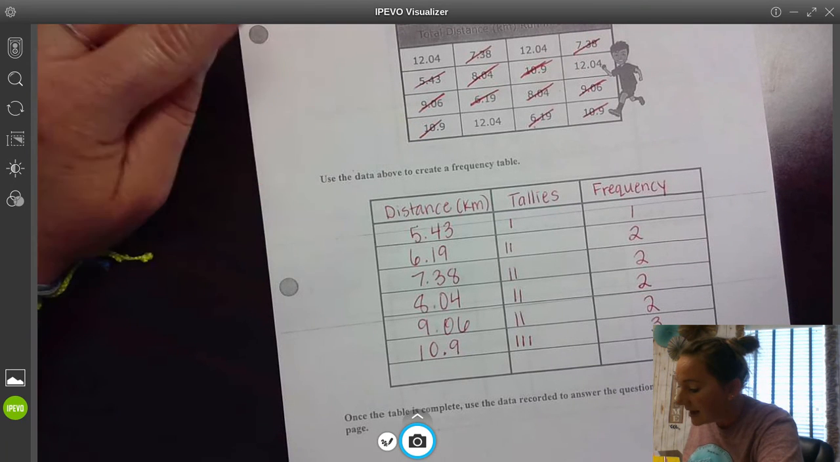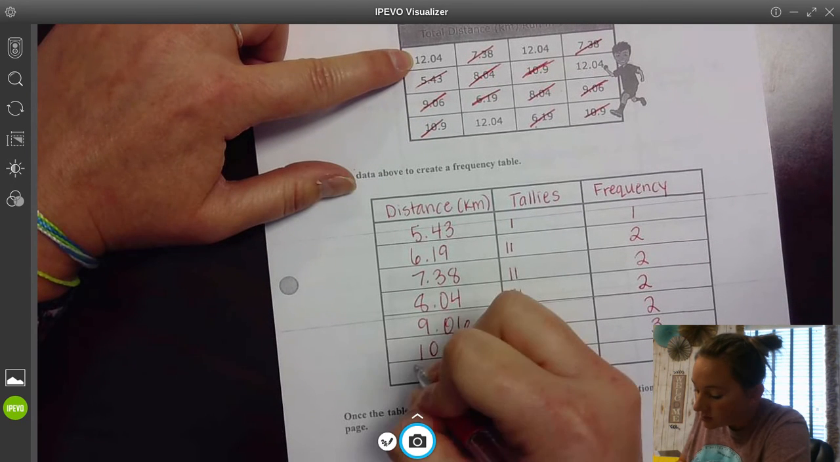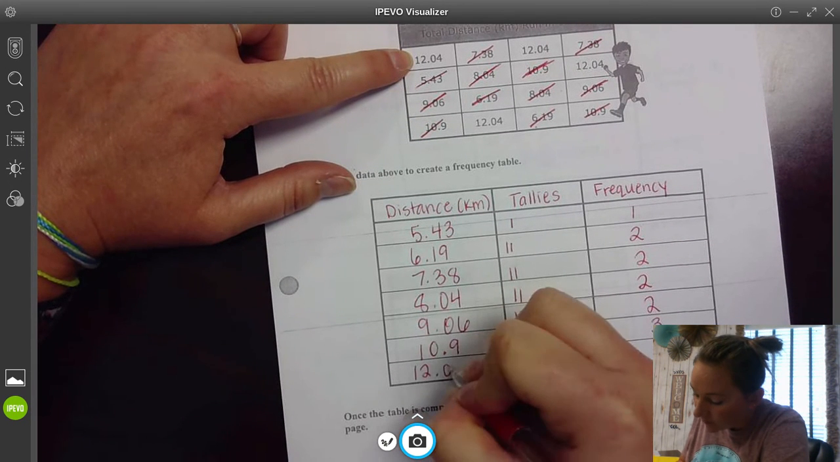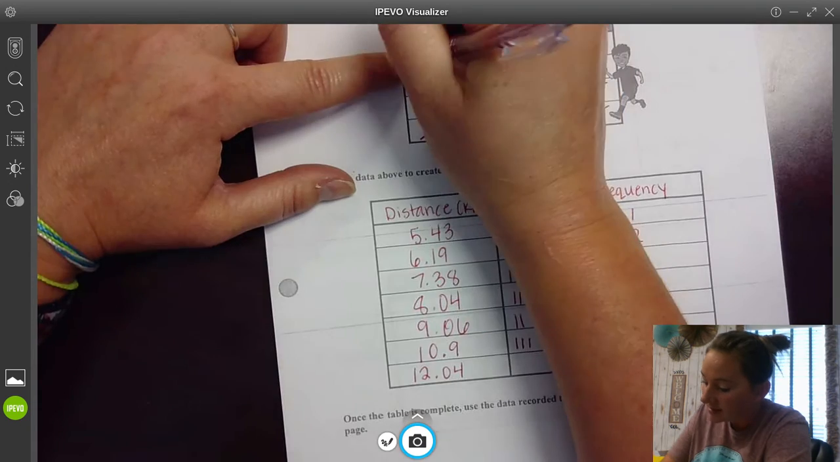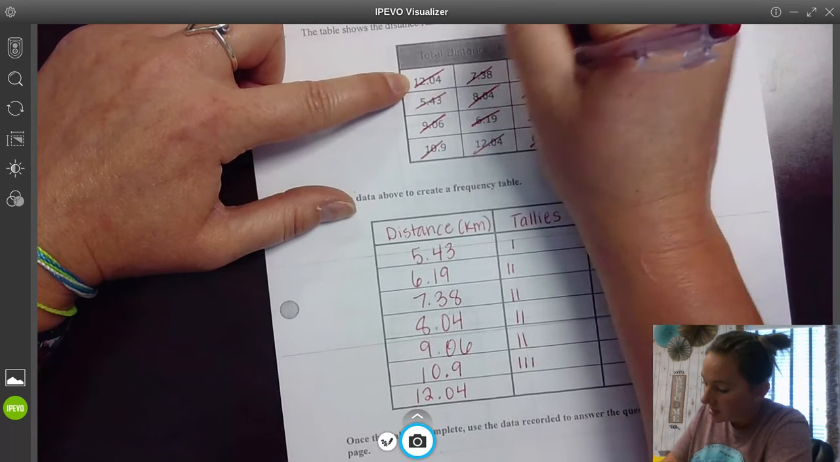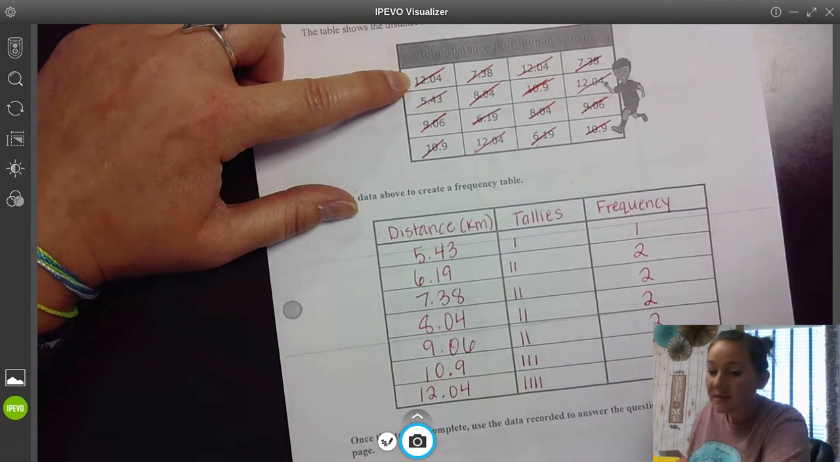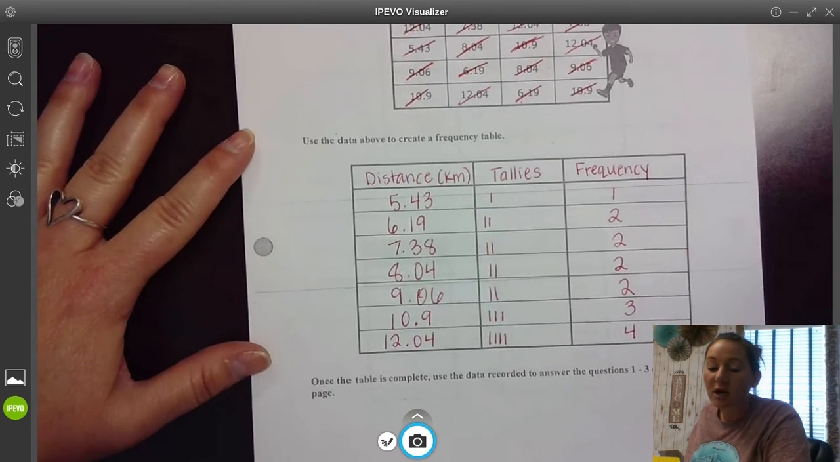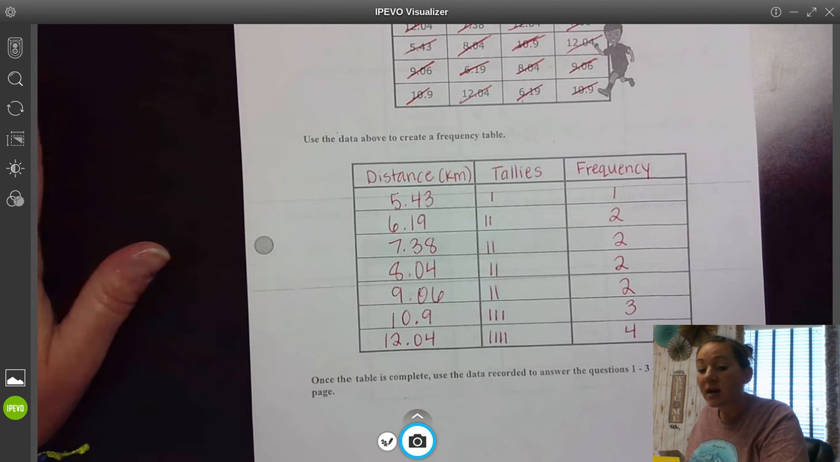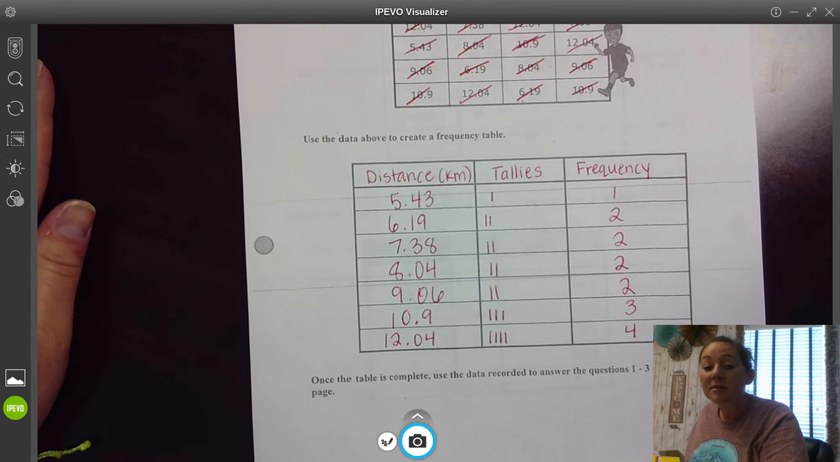And it looks like my last digit that they ran was 12 and 4 hundredths. And they did that one 1, 2, 3, 4. So that's what your completed frequency chart would look like. Okay, we're going to use this chart, and I'm going to post you guys some questions to answer about this.